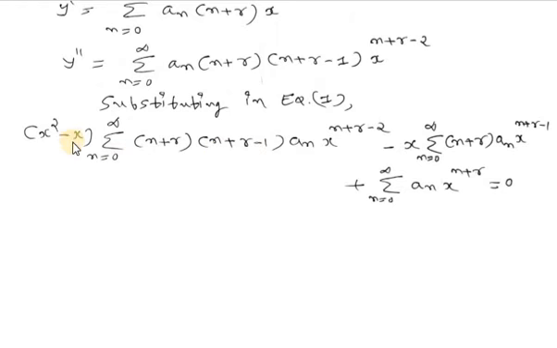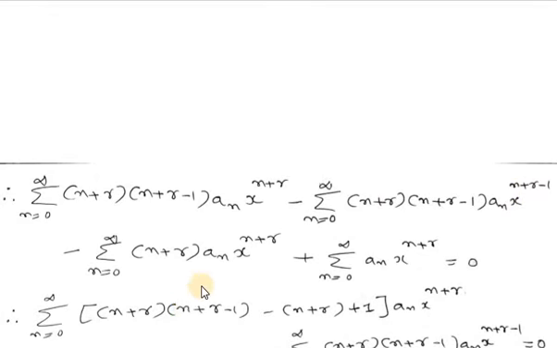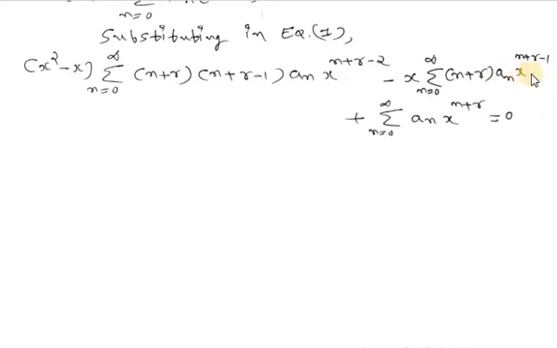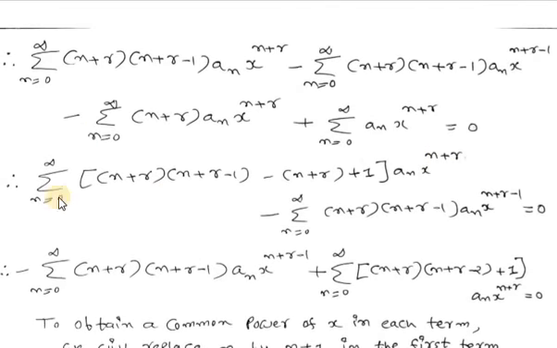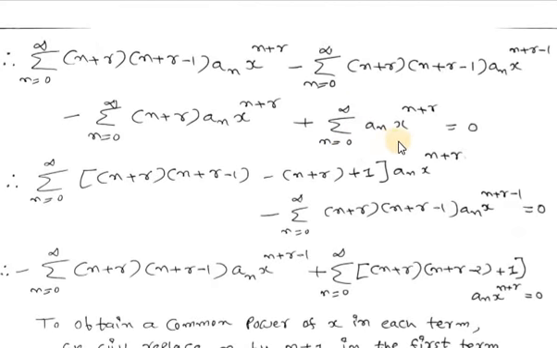Now multiplying this whole term by minus x, these terms will be as they are, and it will become x raised to n plus r minus 2 plus 1. So the result will be x raised to n plus r minus 1. Then multiplying x raised to n plus r minus 1 by x raised to 1, it will become sigma n equals 0 to infinity (n plus r) a_n x raised to n plus r, plus this term will be as it is, that is sigma n equals 0 to infinity a_n x raised to n plus r.